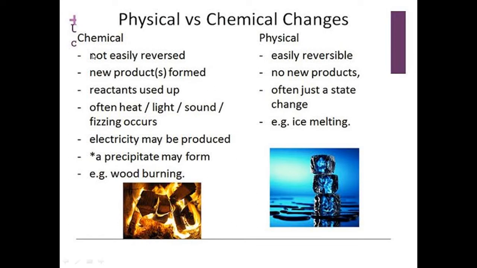Chemical changes, number one, are not easily reversed. If you burn a piece of paper, you can't change it again into paper. So it is not easily reversed, not like the physical, because after melting the ice, it changes into water. You can get the water and change it again into ice. The new products are formed. Of course, this is the main condition of a chemical reaction: to produce a new substance.